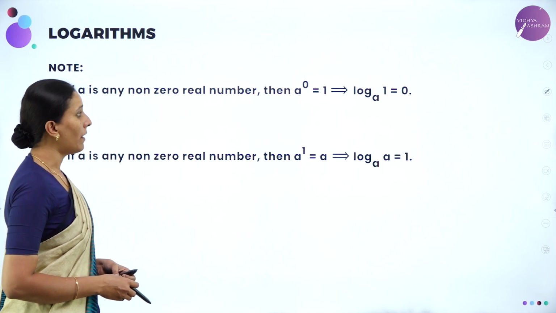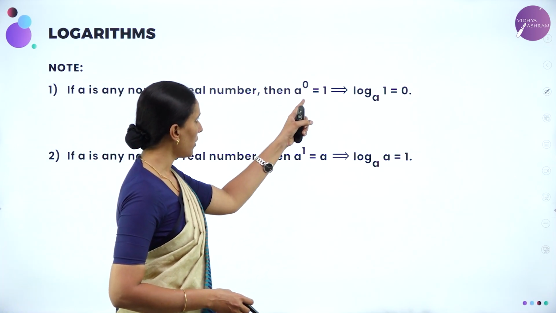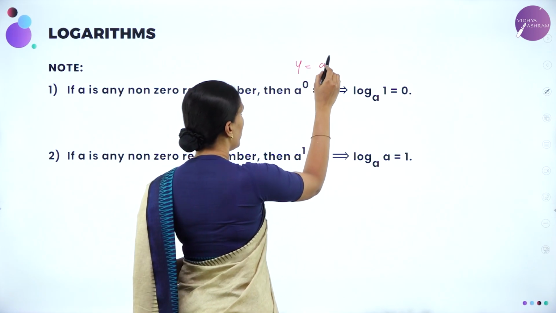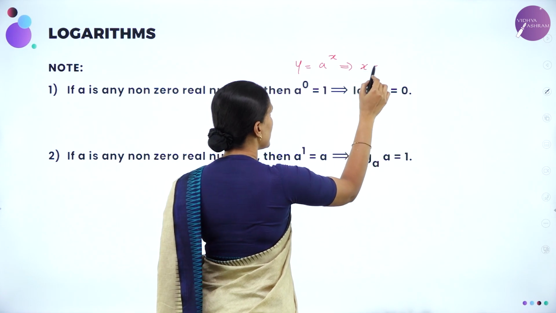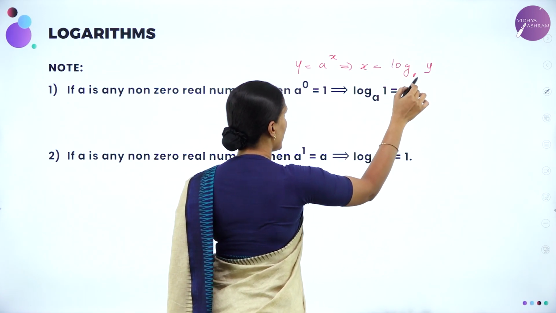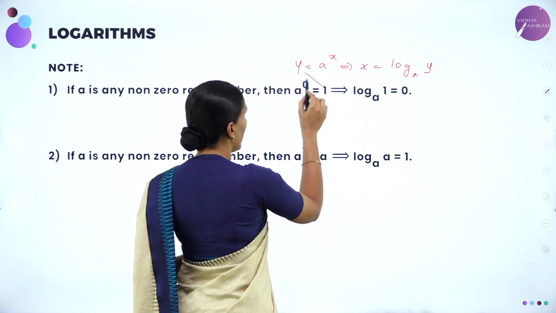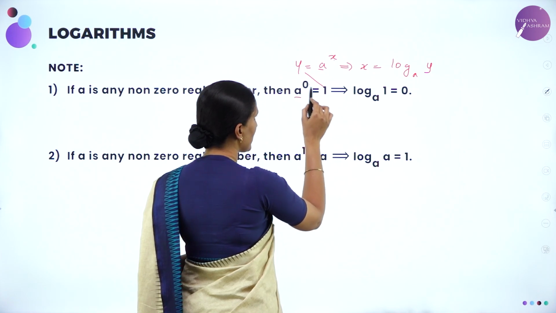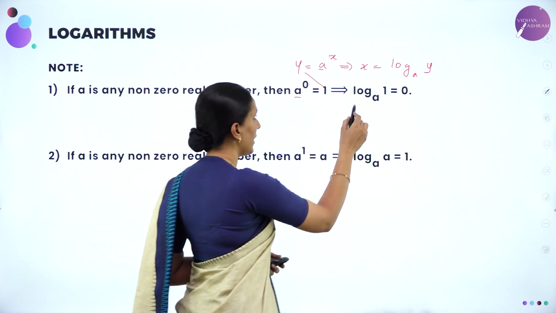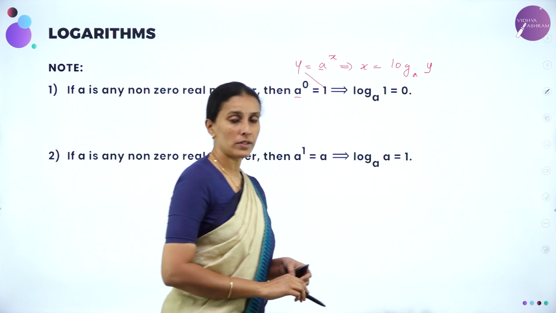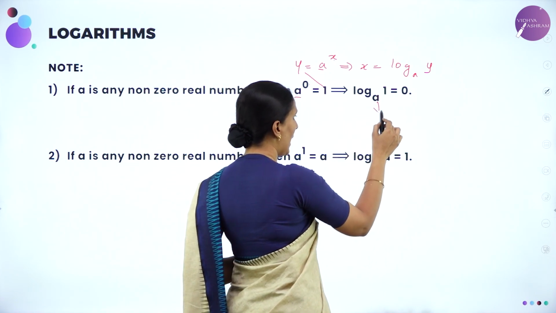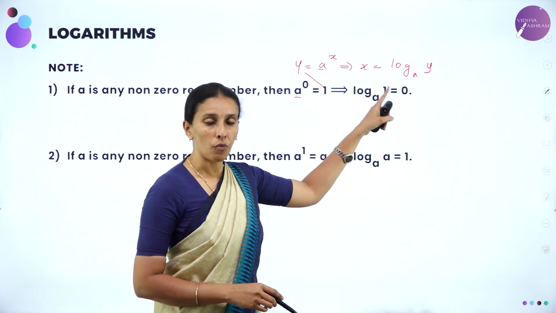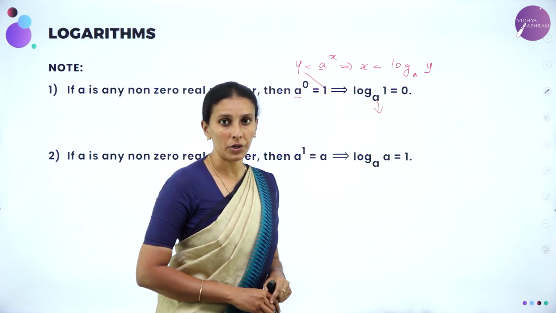Now anything to power 0 will be considered as 1. So if we express this in terms of logarithm, we know that y is equal to a power x, which means x is equal to log y to base a. So here y is 1 and a you have here. So x value is 0 here. So if we express a to the power 0 is equal to 1 in the log form, then it is log 1 to base a, which is equal to 0. This base may be anything. This base may be any real number. So therefore, log value of 1 to any base is always equal to 0.